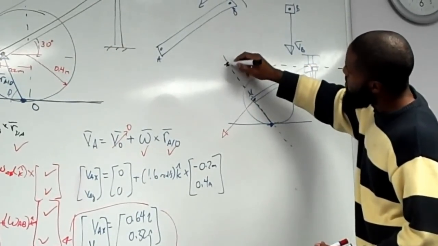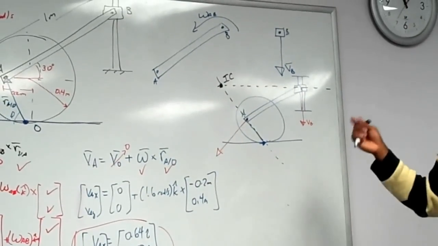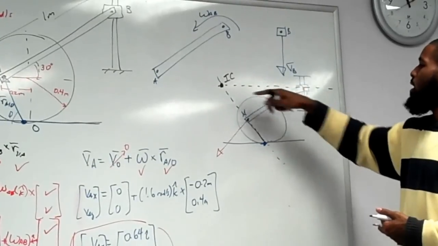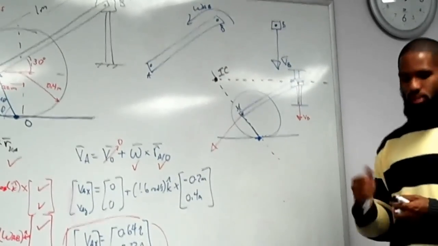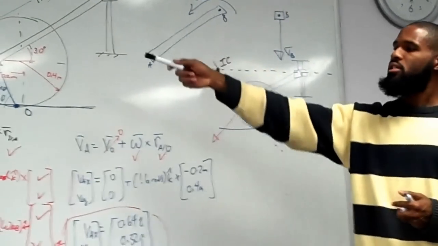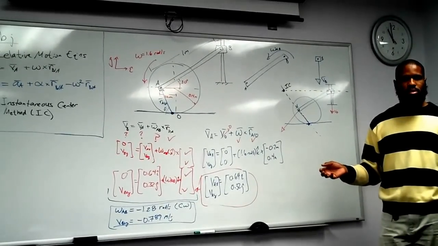Bam. That becomes our IC. Then by just using geometry of the problem, if you can find this length and you can find this length, then it becomes possible to go ahead and finish solving it. But that's it in a nutshell, guys. We covered relative motion and instantaneous centers. I think you guys are experts now.